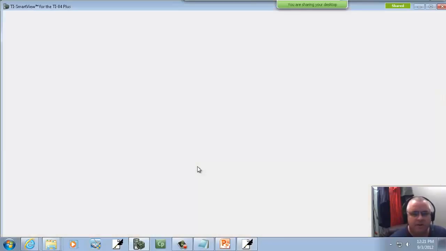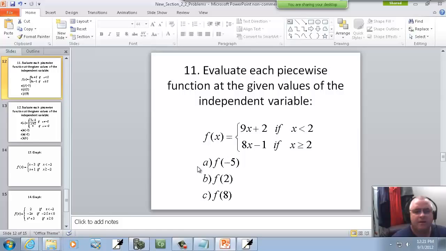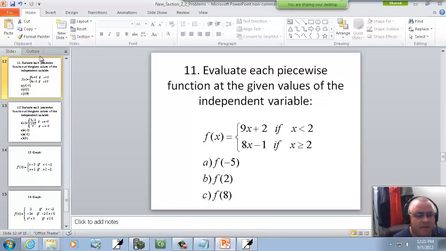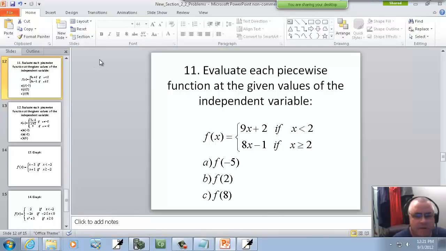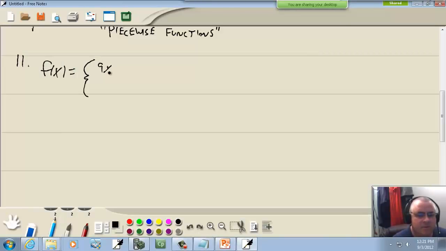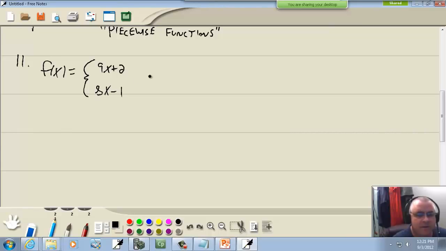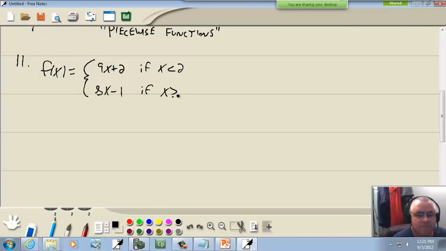Okay, so these first ones are just evaluating. So let's take a look at those. We've got f of x is equal to 9x plus 2 and 8x minus 1. It says if x is less than 2, and this one says if x is greater than or equal to 2.